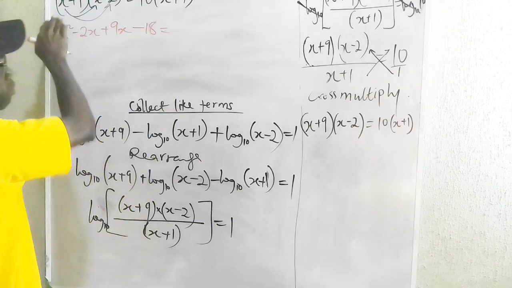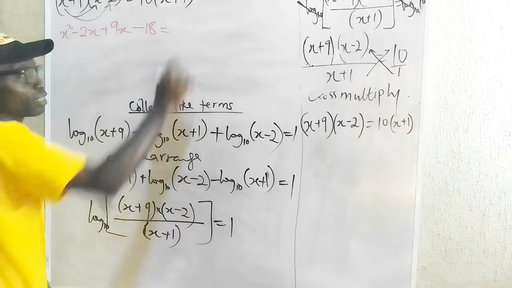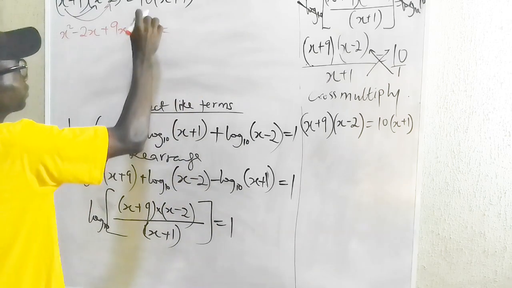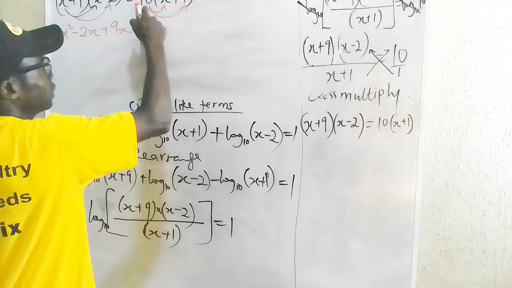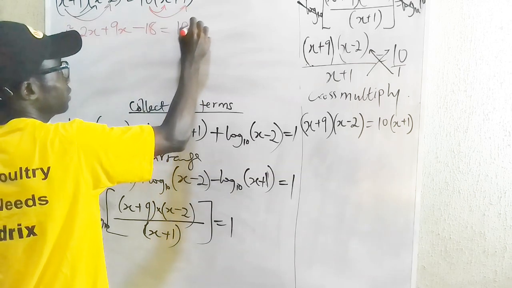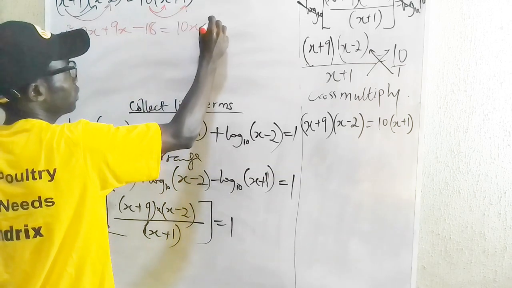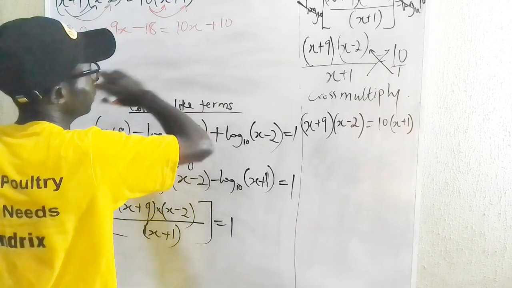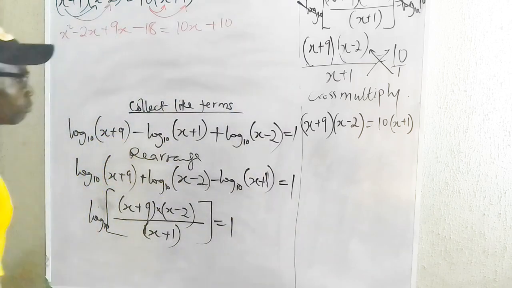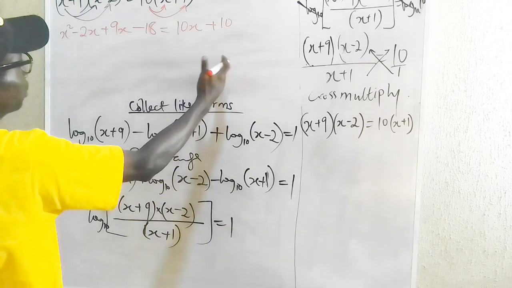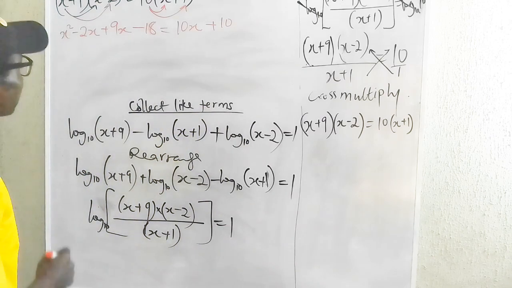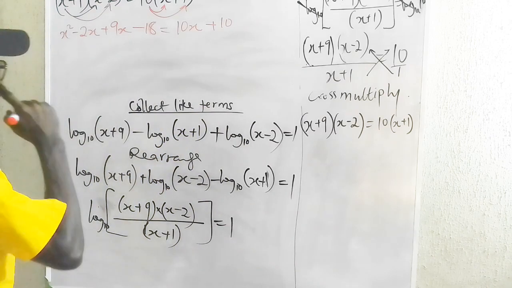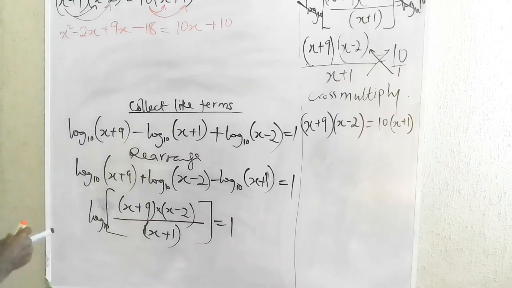So on the right hand side, 10 will multiply this, and 10 will also multiply 1. 10 times x is 10x, and 10 times 1 is 10. This is what we have. Now we'll have to move these together.